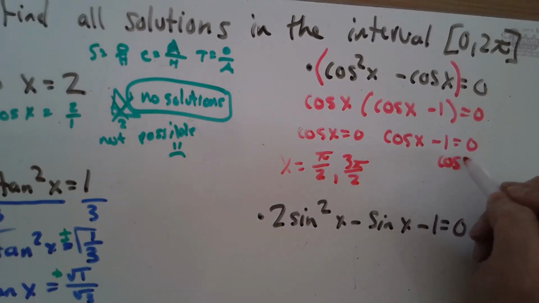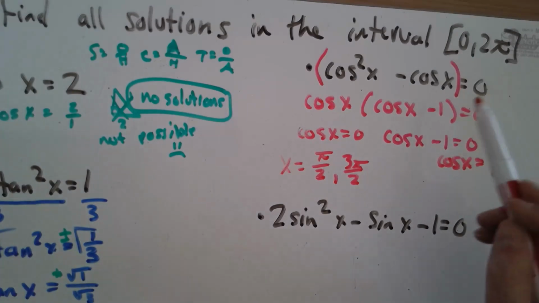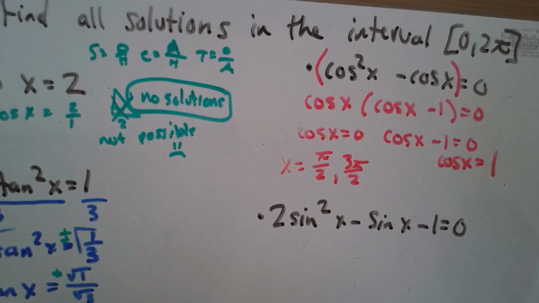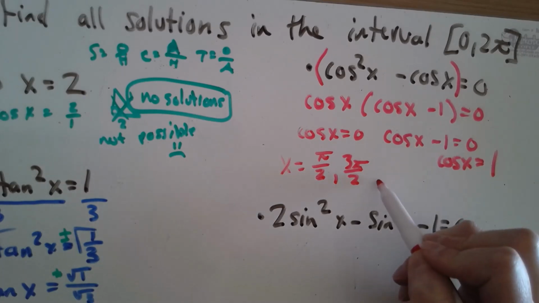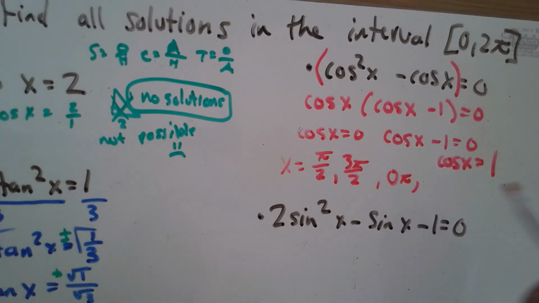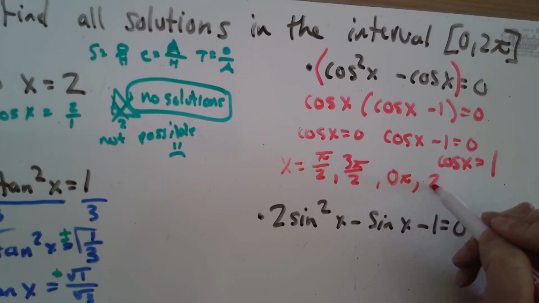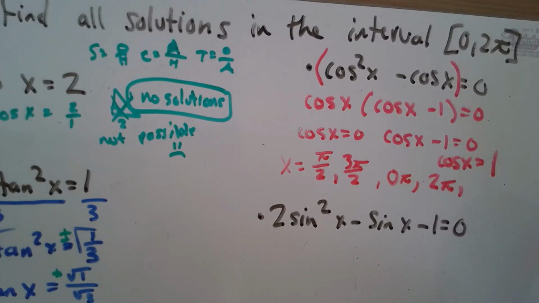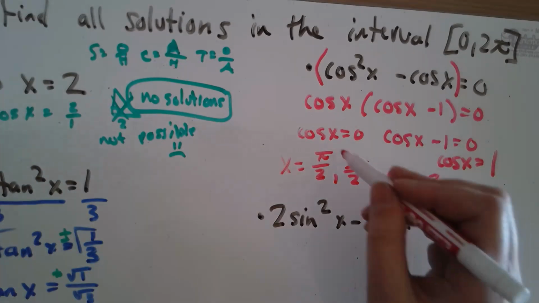Then if we look at this, cosine x equals 1. So we added that 1 over. So where is cosine 1? Well, that is at 0 radians. Okay. Do we include the 2 pi? In this case we do because we have brackets, meaning those are included. So 2 pi. Any other place? Nope, not that I can see. So my answer is going to be these 4 answers.